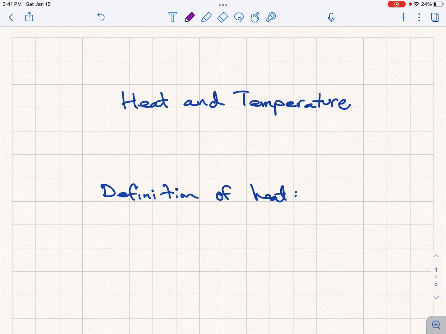Hi everyone, this video is going to be a review of the concepts of heat and temperature at the level of General Chemistry 2. So let's start off thinking about what we mean by heat. Heat in the way that we use it in chemistry is different from the way we use the word heat in everyday life. In chemistry, the definition of heat is a transfer, and this is the key word, a transfer of thermal energy.